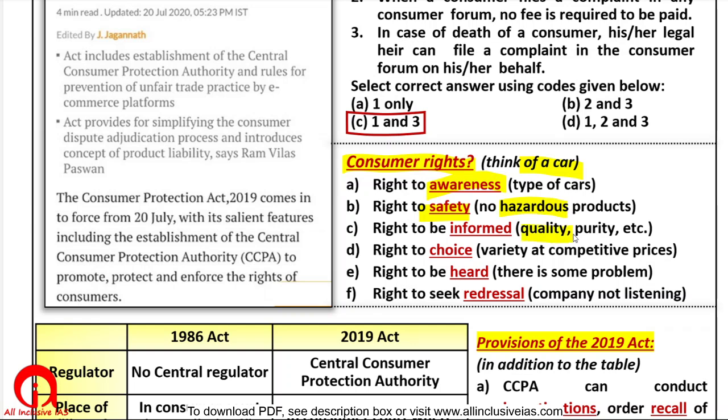Then you should know what quality it is. You should know about the build quality, about the certifications that the car has obtained from the government. You should have the right to explore the choices, what the competitors are offering. Then if there is some problem, the company should have a mechanism to hear you, and if the company is not listening to you, then you should have the right to complain against the company at a suitable forum. These are some basic consumer rights. For the exam, you just have to use your common sense.